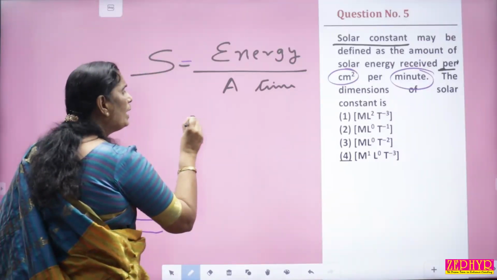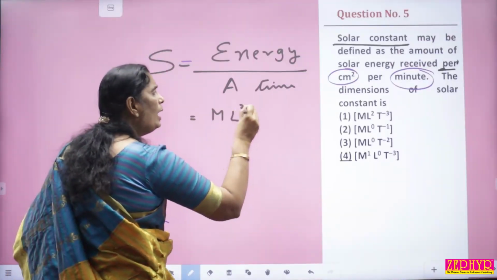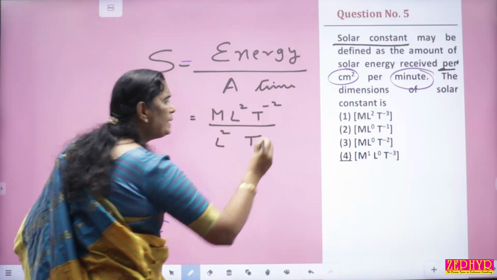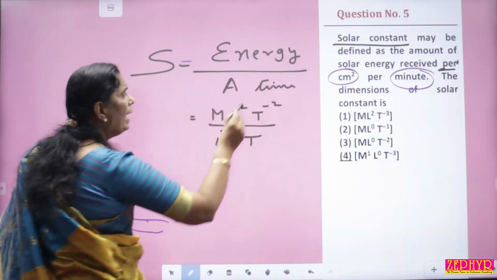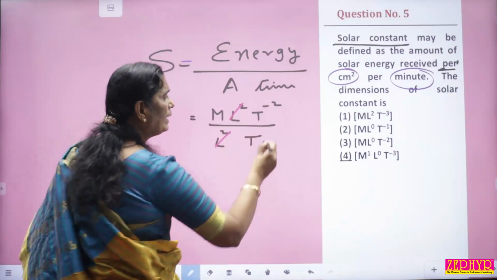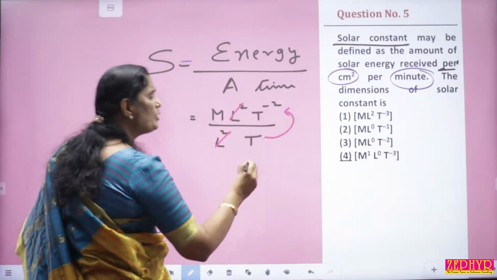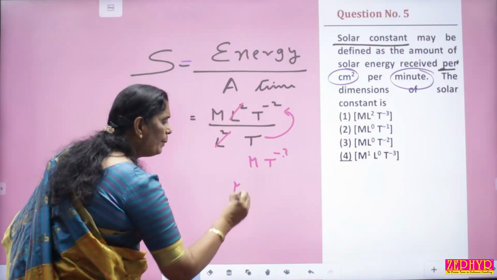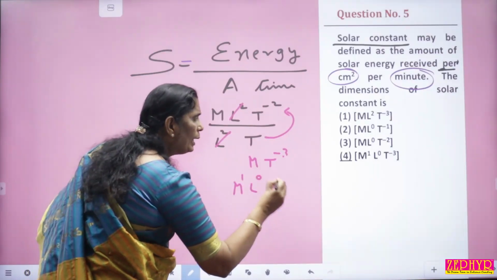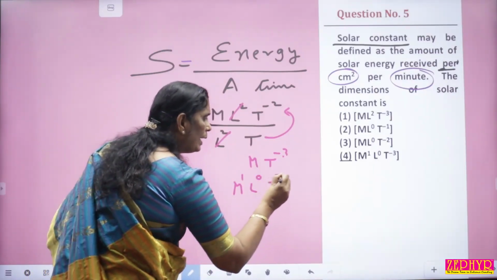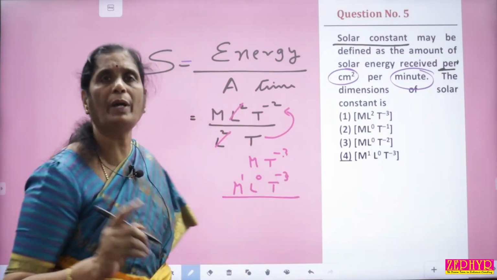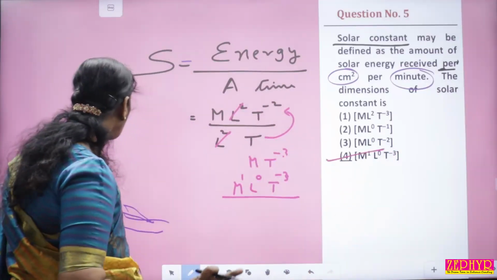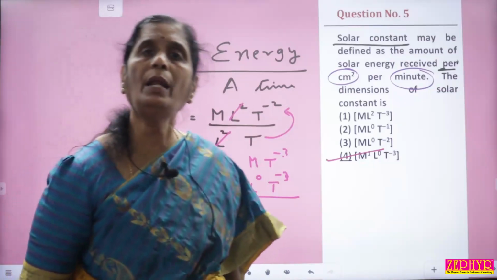Atrolu. So energy, what is the dimensional formula of energy? M L square T raised to minus 2 by area. Area is nothing but L square. T is nothing but T. Just start cancelling. L square gets cancelled. Okay, we are taking T to the numerator. T raised to minus 2 and another T raised to minus 1 gives M raised to 1, L raised to 0, T raised to minus 3. I think this will be the answer. 1 for M, minus 3 for T. Yes. So this will be the answer. Okay. Very simple only. From their definition, we have to derive the dimensional formula.